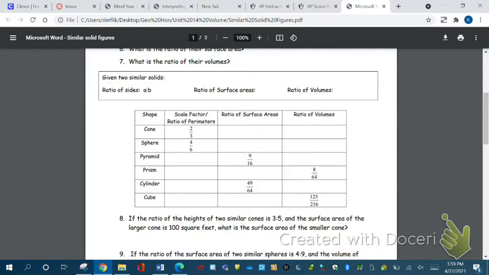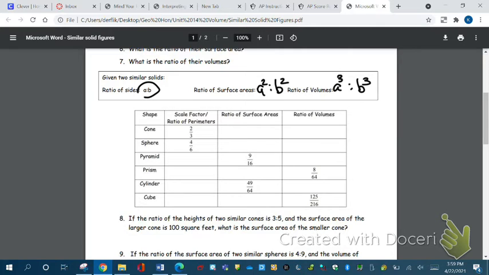So here's the short of it. Ready? If the ratio of the sides is A to B, or any one single dimension, like the radius or the heights, or even perimeter, because you can line it out like one line if you cut it up. So if the ratio of the sides is A to B, then the surface areas would be A squared to B squared. You square them. And volumes, you take these two numbers and cube them, A cubed to B cubed.